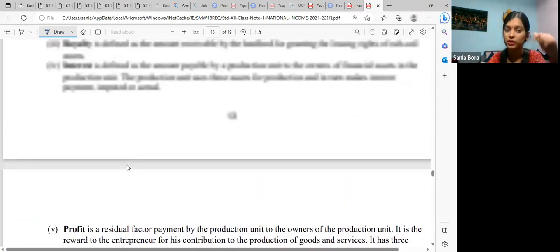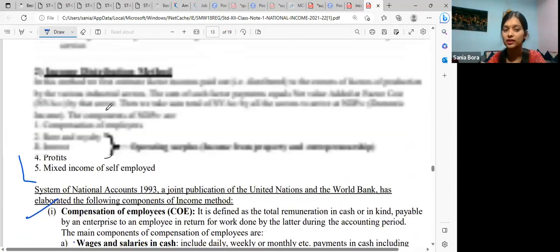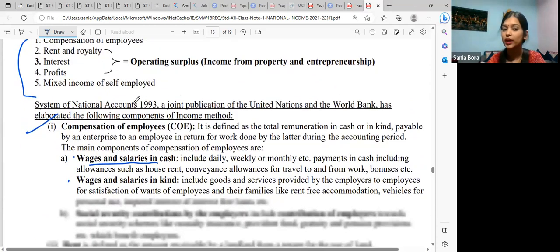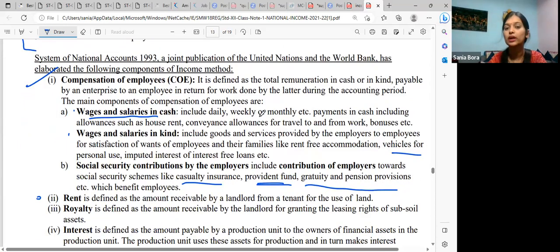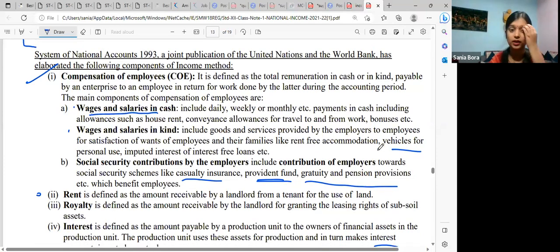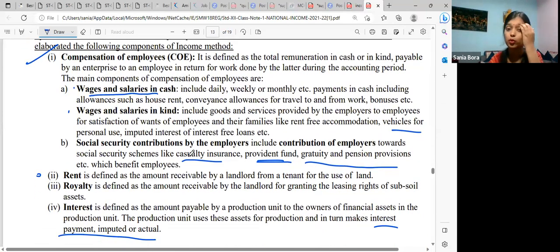And after that, once you are done with this, what you will do? You will write this. COE includes wages and salary in cash. If you want to write examples, like daily, weekly, you can write examples. No need to write the definitions. Wages and salaries in kind, this is vehicles and all that. Social security contribution by the employer, just write this. Casualty insurance, provident fund, because these words will come instead of this.